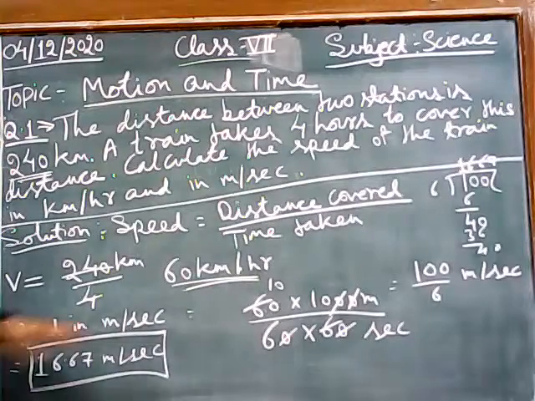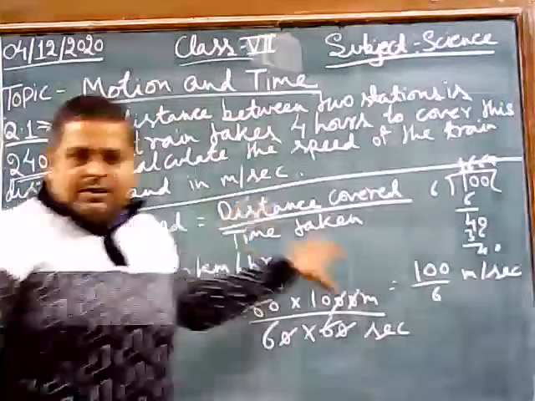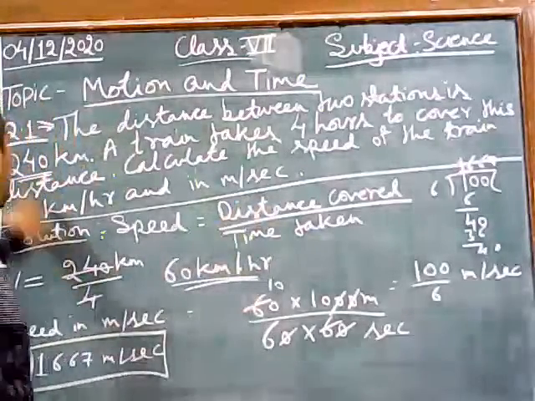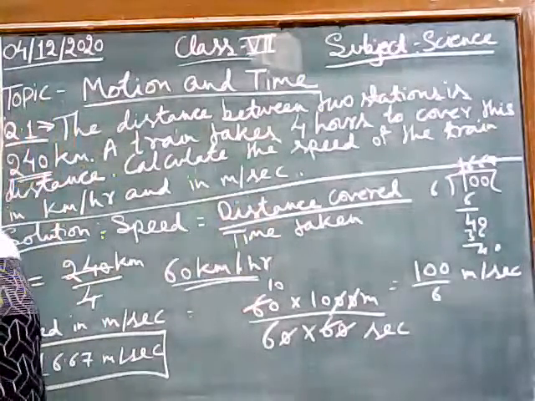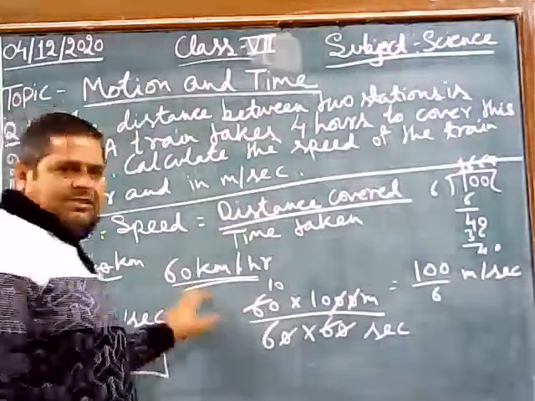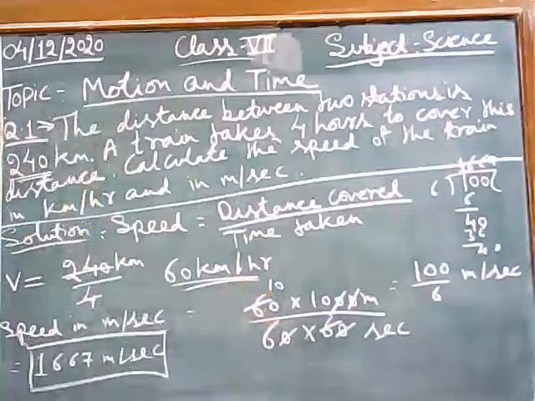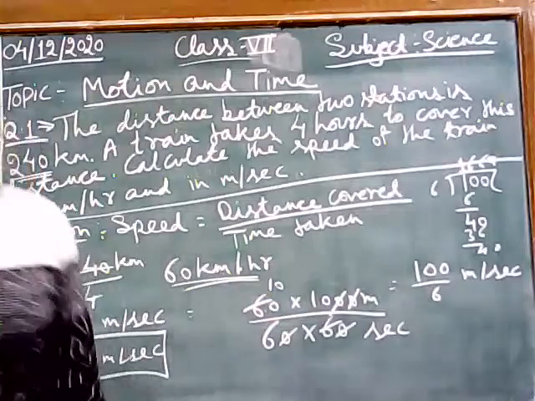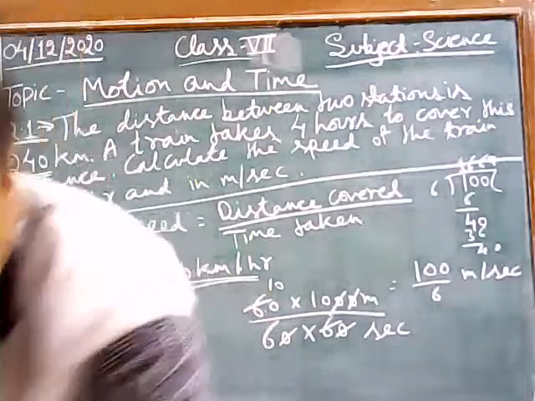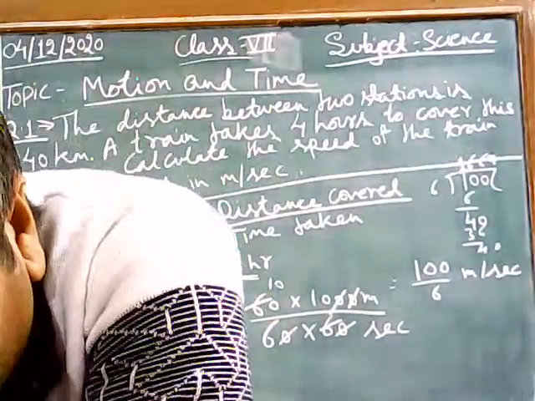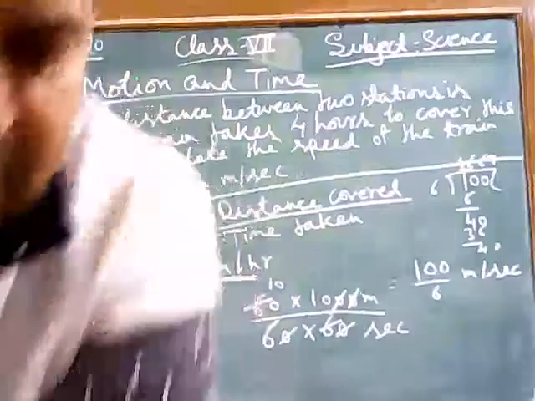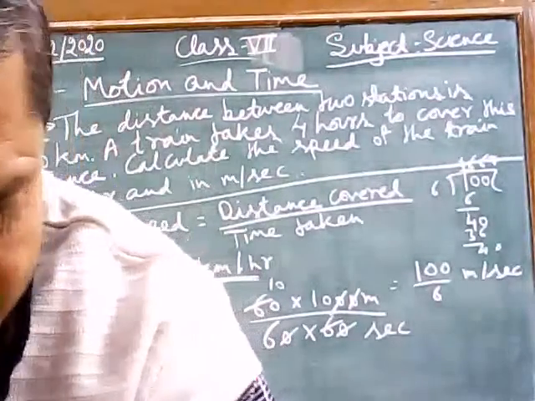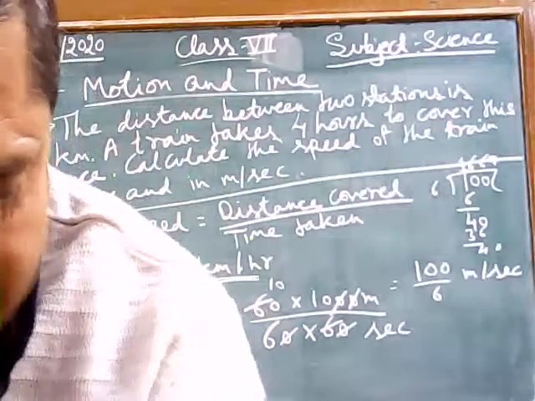So distance covered will be 240 kilometers. Time taken 4 hours. So speed in kilometer per hour is 60 kilometer per hour, and when we converted it into meter per second, it is 16.67 meter per second. Okay? Are you ready to solve one more question?